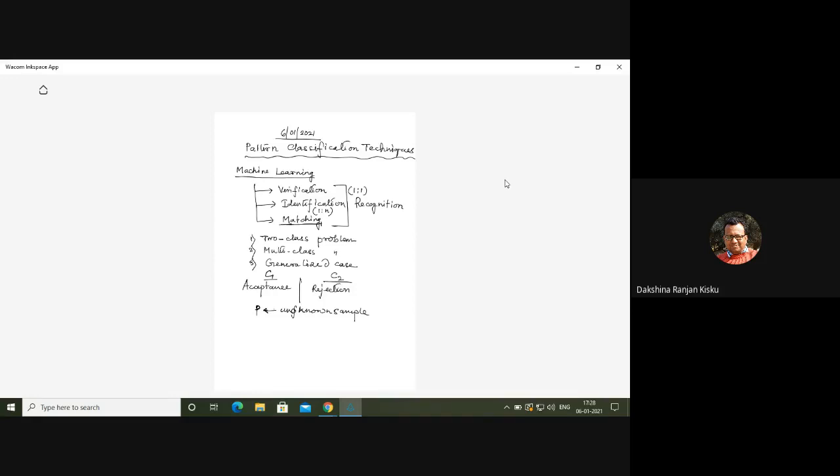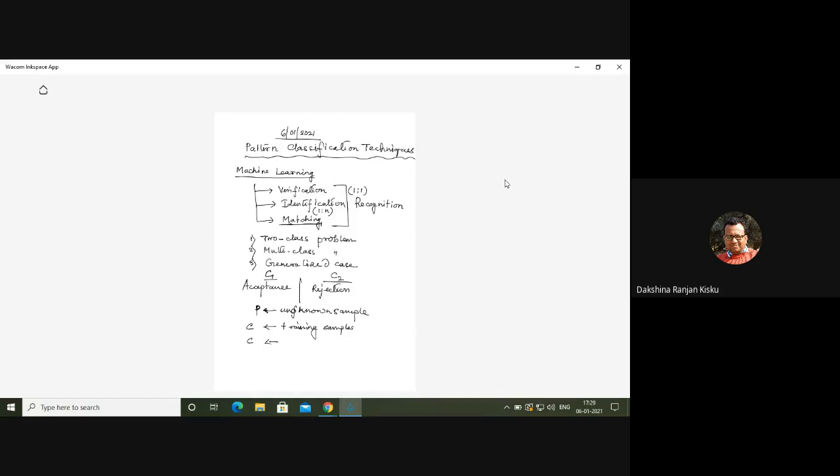Now what is generalized classification? In the generalized classification, first we see how many categories there are, that is, how many classes there are in the given training set. If there are C number of training samples given in the training set, there will be C number of classes.